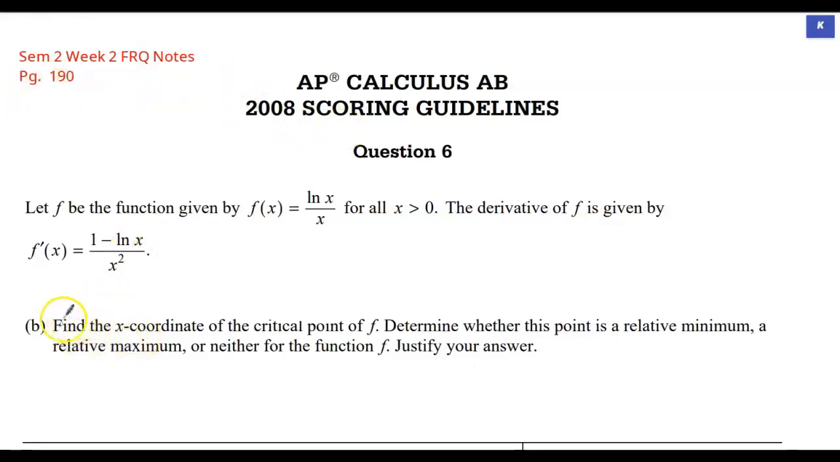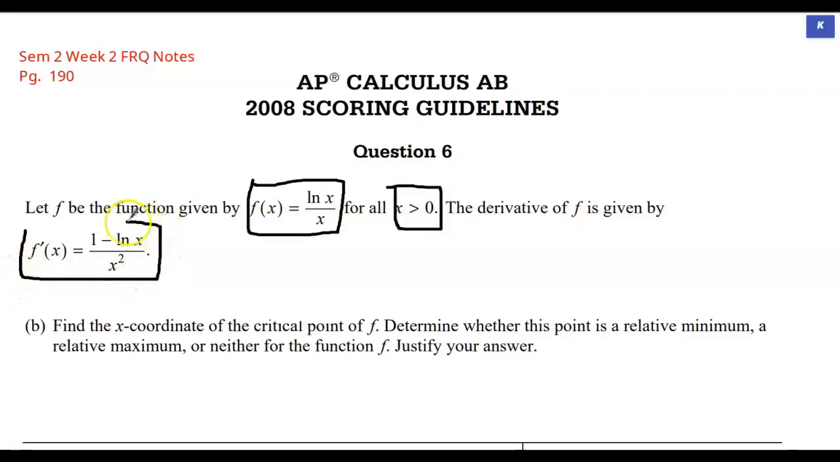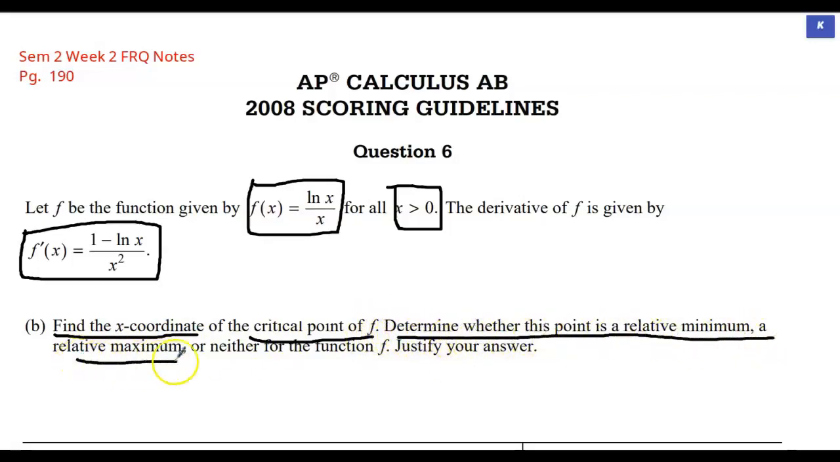We're going to be doing Part B of Question 6 on the 2008 FRQ. So let's begin. Let f be this function, and notice that x has to always be greater than 0. And then they also tell us the derivative of f is equal to this. They're asking us to find the x-coordinate of the critical point of f. They also want us to determine whether it's a relative min, max, or neither, and justify our answer.